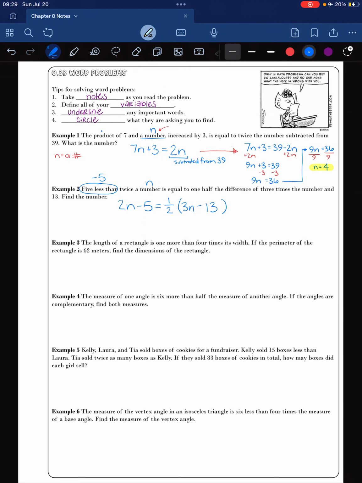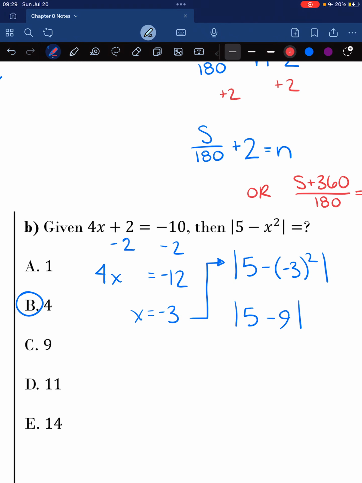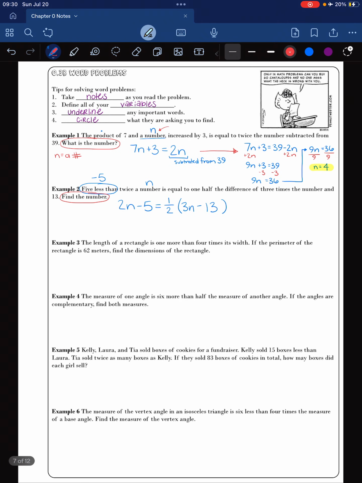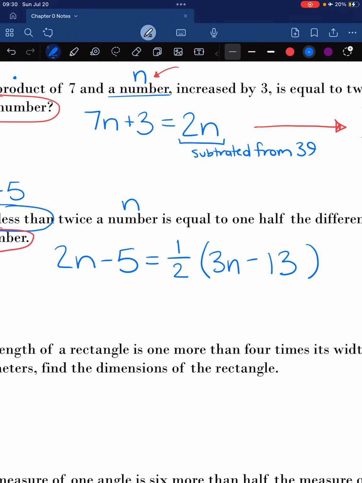Find the number. Okay, and going back to my tips, it says circle what they're asking you to find, right? So really we should be circling find the number. Really the only time that I am like, okay, you absolutely must circle the question is when the question is kind of like yesterday's notes, where the question was something other than just solving for x. It's a good reminder that there's something different that I need to do rather than just figure out what n or x equals. So on these two, it's pretty straightforward. I know I'm just solving for n.